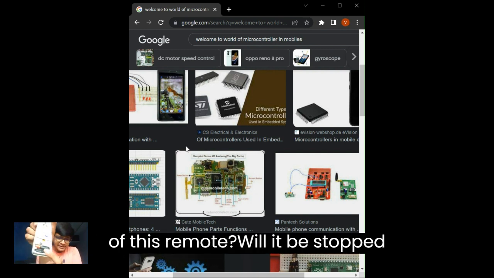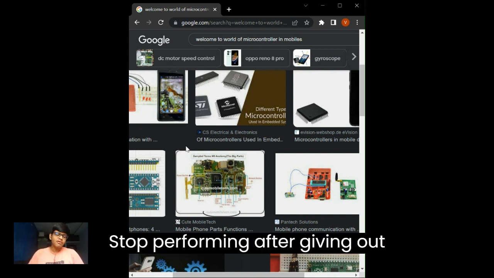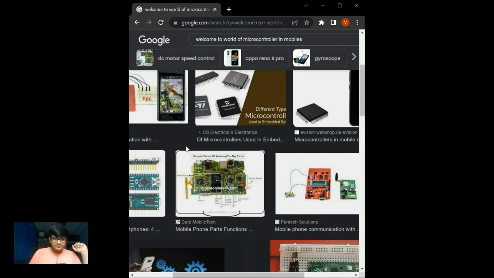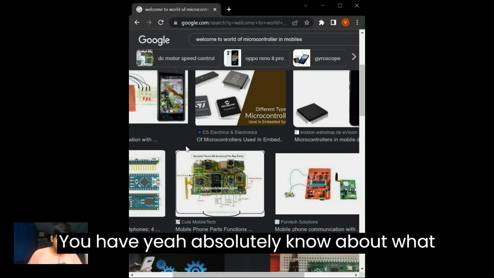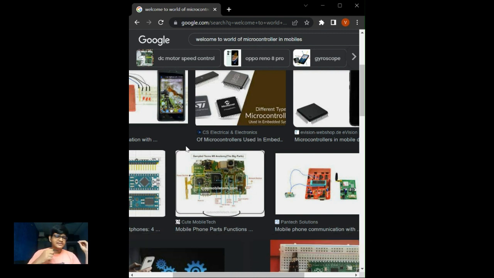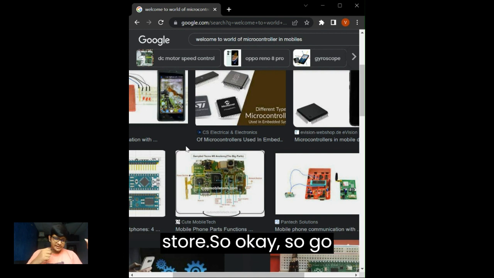If I remove the batteries of this remote, will it stop performing after removing the batteries, or removing the power supply from it? No, it will not stop because it is stored in ROM. You absolutely know what RAM and ROM are. RAM is volatile, and if you switch off the power supply, it vanishes. It will erase the data or programs, whatever it has stored.